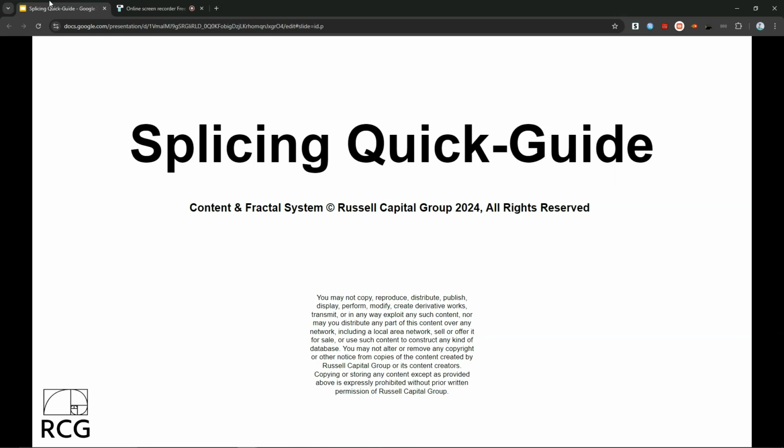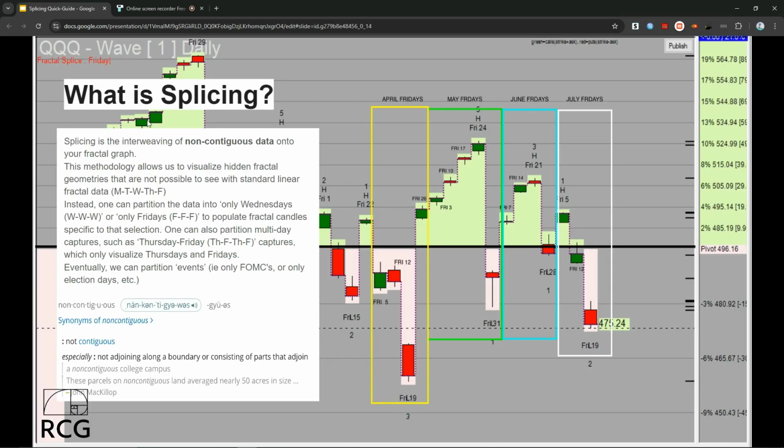So in today's video I'm going to be explaining another two important features in the fractals, which are splicing and the cycles. Starting out with the splicing, we have the splicing data right here. So basically what splicing does is that it allows you to use certain days of data. What I mean by certain days is that, let's just say you only want to look at the Friday splicing. What I mean by that is that you only want to look at the past Fridays that have formed.